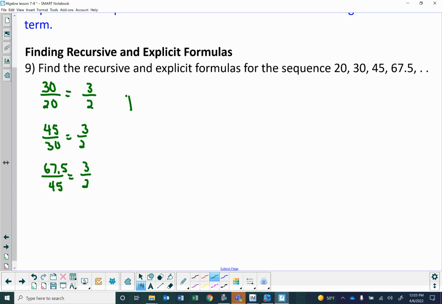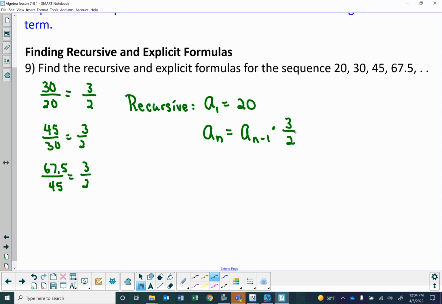So to write the recursive formula, remember a recursive formula has two parts. You have to always tell me what the first term is. So a of 1 is equal to 20 because that's my first term. Then you have to use the formula. All right, so the formula is going to be a of n will equal a of n minus 1 times the common ratio, which in this case is 3/2.